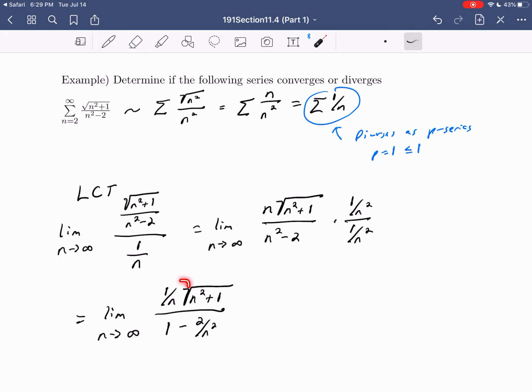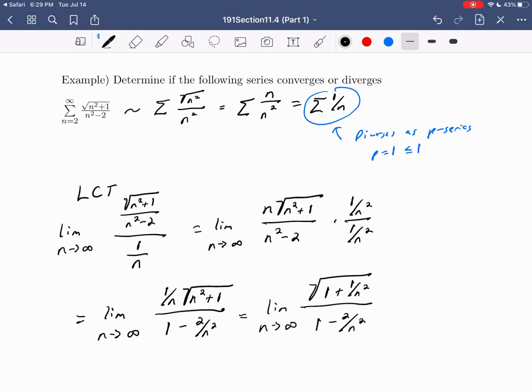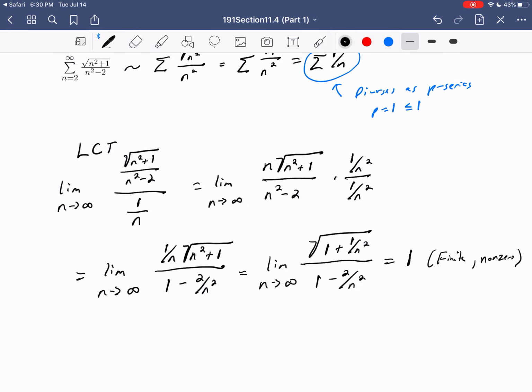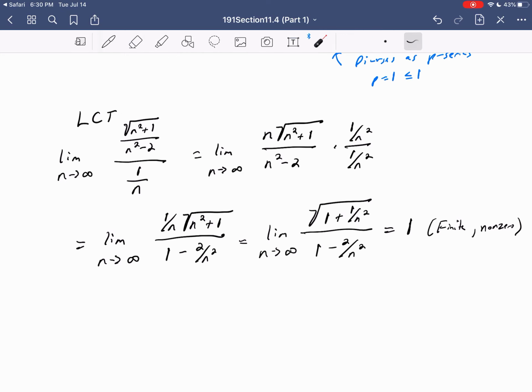Now, we'd like to simplify this a bit. Notice that you can think about the 1 over n as the square root of 1 over n squared. So in other words, it can come inside the radical as a 1 over n squared. So we get the limit as n goes to infinity of the square root of 1 plus 1 over n squared over 1 minus 2 over n squared. Then, of course, this goes to 0, this goes to 0. So that looks like we get 1, which is finite and non-zero. So that's exactly what we wanted. So that means the LCT does apply.